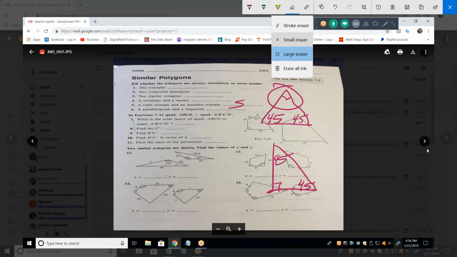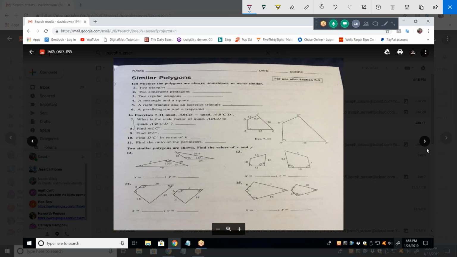Parallelogram and a trapezoid. I think that's never, because a trapezoid doesn't have 2 sets of parallel sides. Correct. I believe. I'm not 100% sure, but I'm pretty sure that the definition of a trapezoid is you only have one set of parallel lines. The other two lines cannot be parallel. That is not a trapezoid.